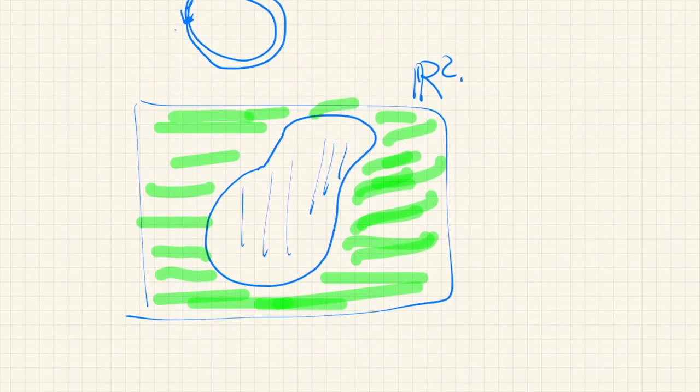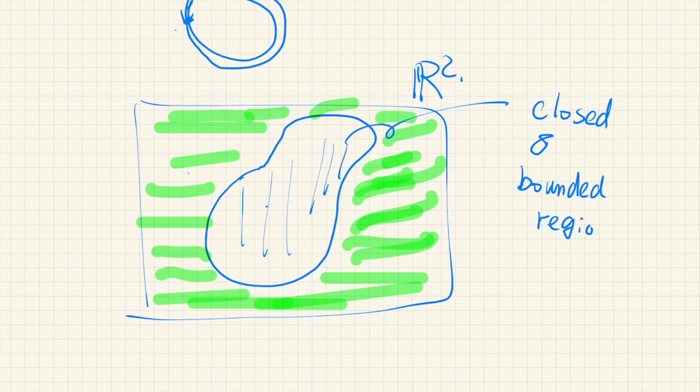So if we have a Jordan curve, we can define its interior and exterior, and the union of the interior of the Jordan curve and the Jordan curve itself defines a closed and bounded region. And this is called a Jordan region, a closed Jordan region, whatever.